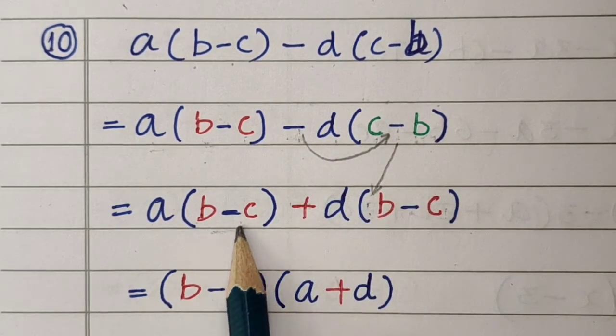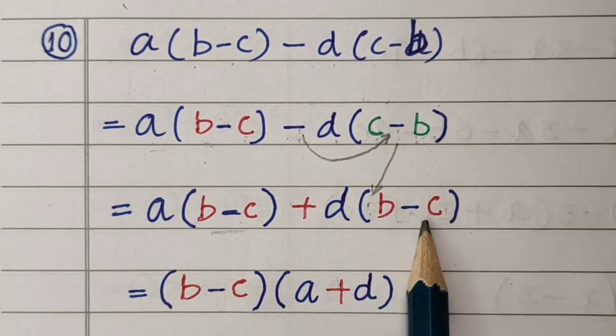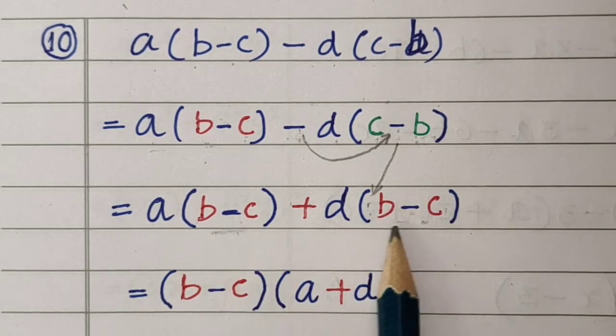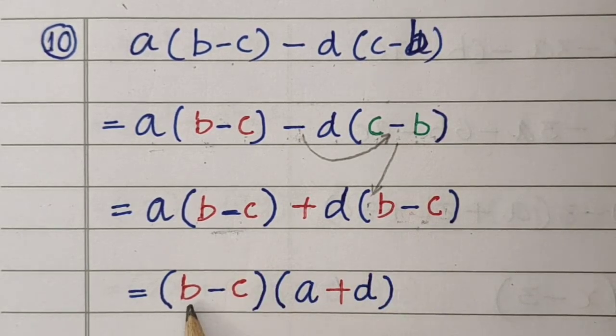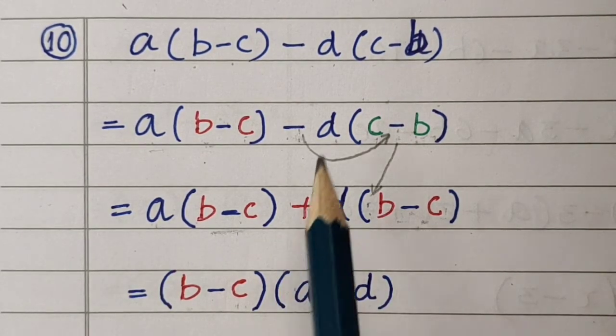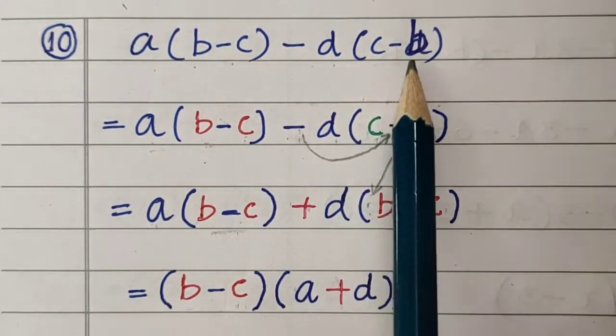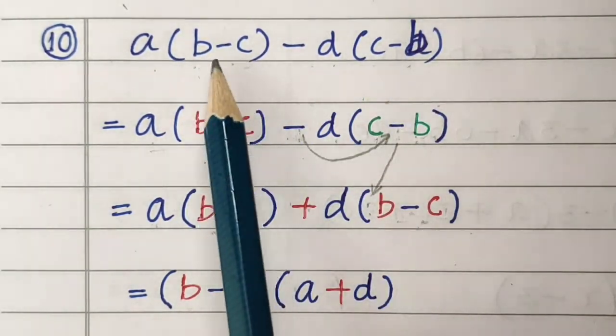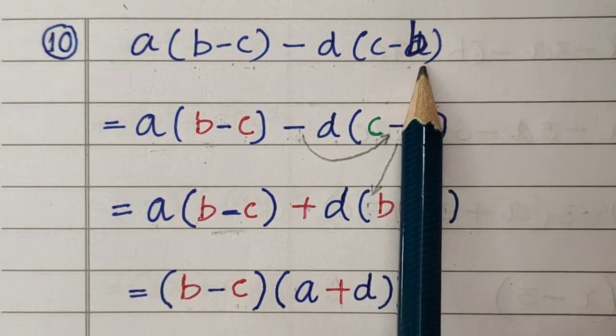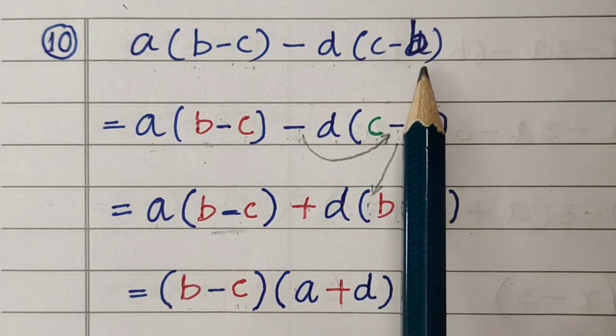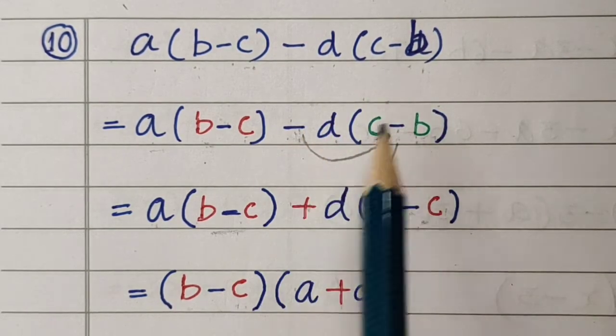We got the common factor b minus c here and b minus c here. Then we can easily take out that b minus c as common. When you take out b minus c as a common factor, we are left with a plus d. Careful observation is required here. When you have this, you can change the sign inside the bracket by introducing the minus inside.